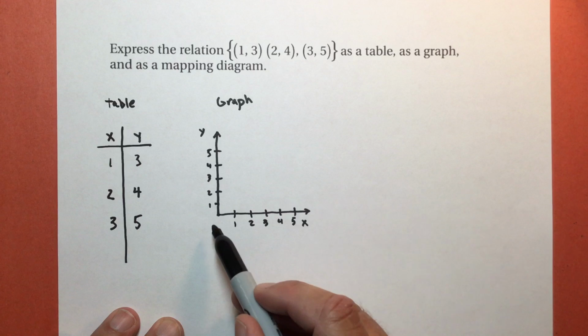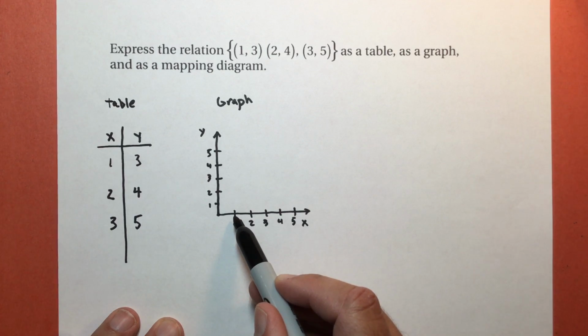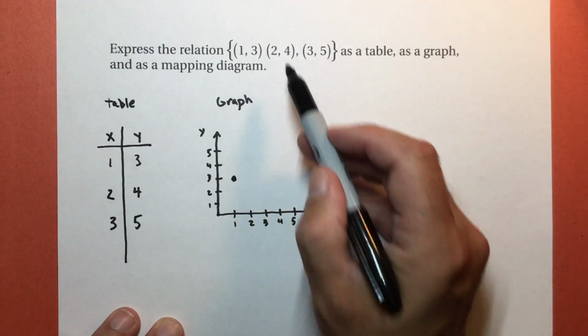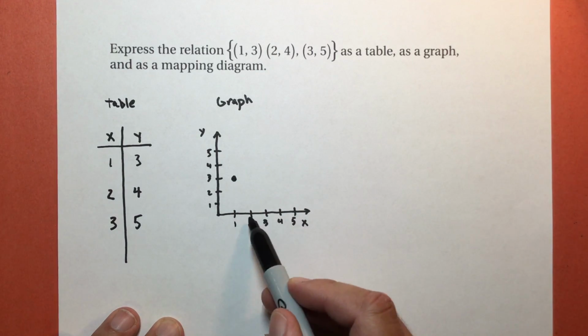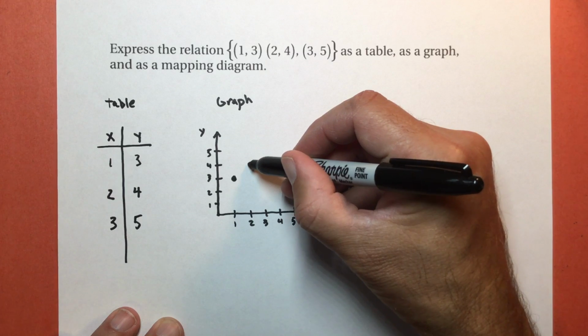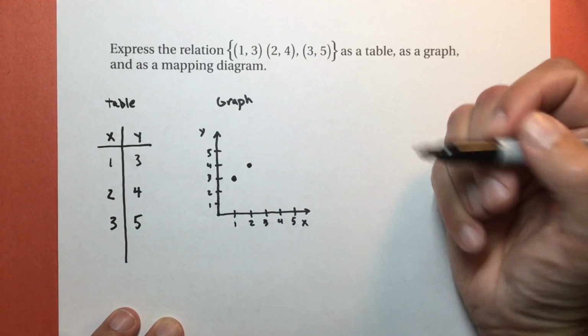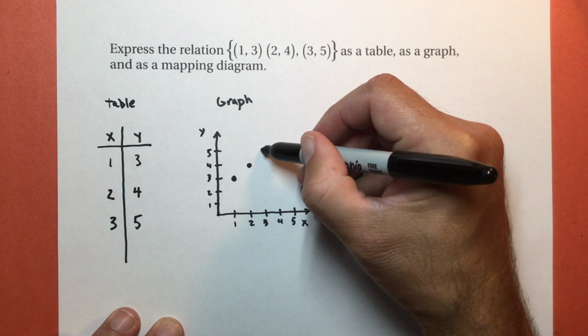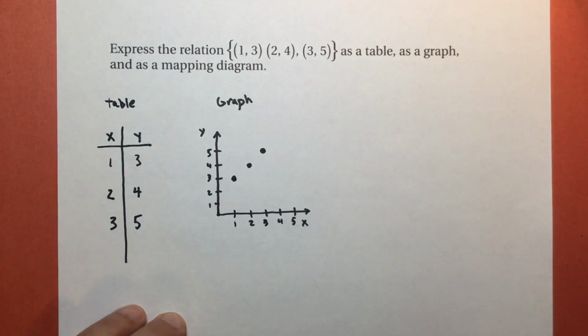1 gives 3, so I go to the right 1, where's my x value, and up 3, and that's right there. 2 gives 4, so I go to the right 2, and up 4, and that one's right there. And 3 gives 5, so I go to the right 3, up 5, and I have my point right there. And again, I don't have the grids. I'm not drawing in the grid lines or anything. I'm just doing the best I can with just blank paper. And that's all that I need to do.